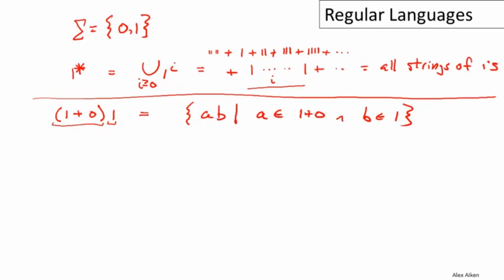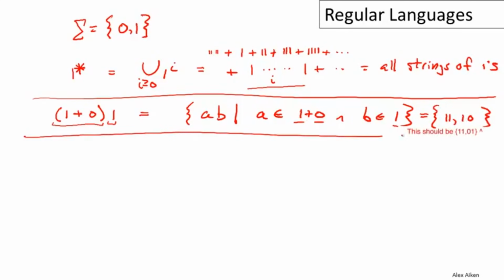All right, and what can that be? Well, there's 2 choices for A. A could be 1 or 0, and B could be 1. So in fact, this is equal to the set containing the strings 1 1 and 1 0.